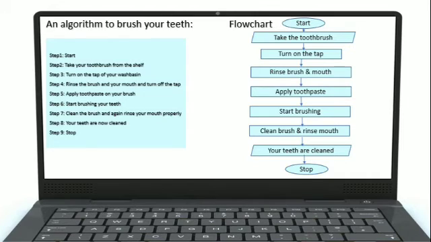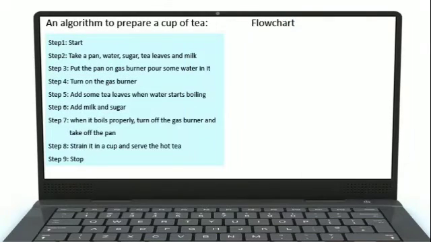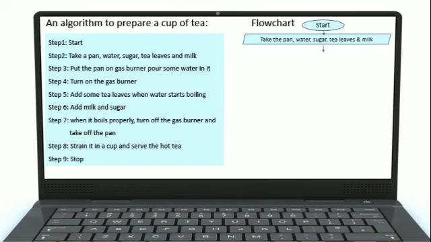I hope you have understood how we have to convert algorithms into flowcharts. Let's see the next example. Preparing a cup of tea. Start. Then we are taking the ingredients. It means the input output box, that is the parallelogram shape box.